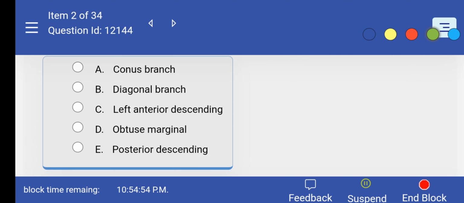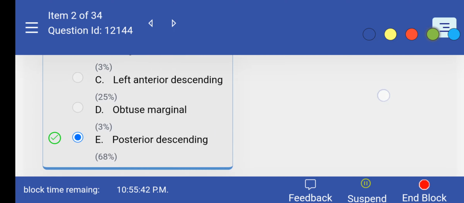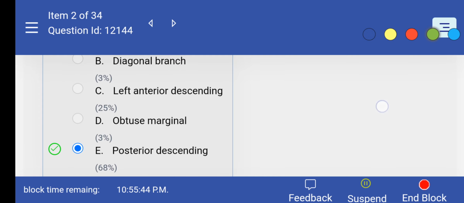So we have option A, conus branch, option B, diagonal branch, option C, LAD, that is left anterior descending artery, option D, obtuse marginal artery, that is the branch of the left circumflex artery, and option E, posterior descending artery, that is PDA. Pause it and give the answer. So the correct answer for this question is PDA, that is posterior descending artery.